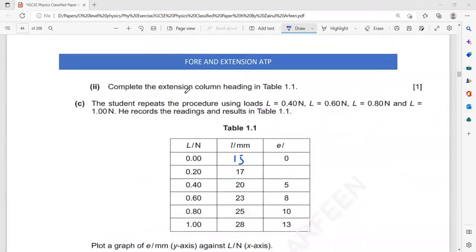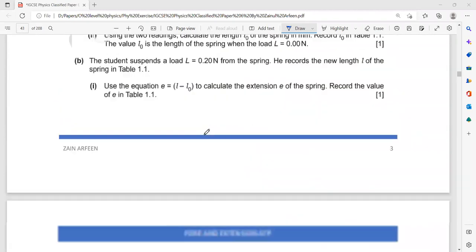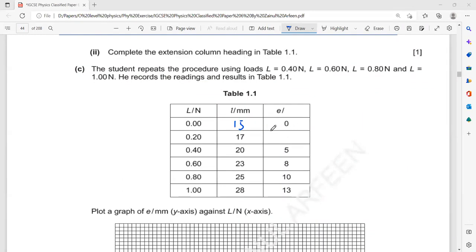So we have to complete the column heading and we have to complete the extension. So what will be the extension here? It was originally 15 and now after 0.2 it's 17. So how much is the extension? That's equal to 2. So 2 is the extension. Then we have to complete the column heading. Column heading means the units here. We have the extension, but because the length is in millimeters, the extension should also be in millimeter. That's why we write E then slash mm, millimeter.